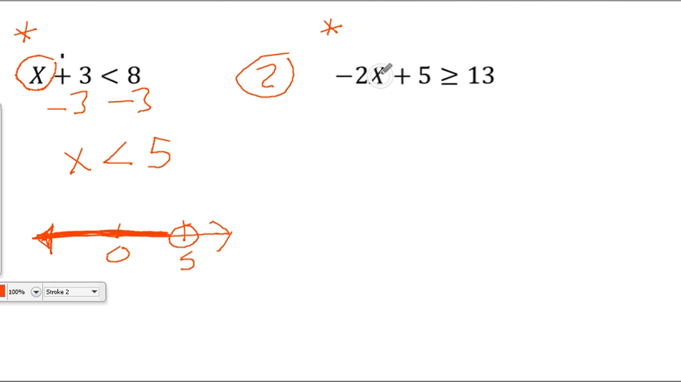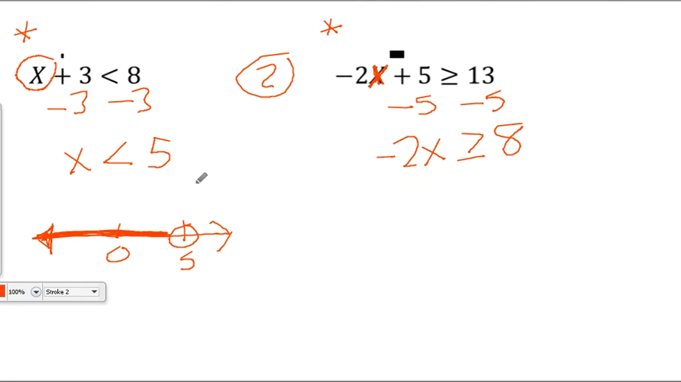Okay, so if we want to solve this inequality for the x, that means we want to isolate the x. We want to get the x all by itself. Our first step is to get rid of the plus 5. We do that by doing a minus 5. If we subtract 5 from one side, we've got to subtract 5 from the other side. So negative 2 times x is greater than or equal to 8.